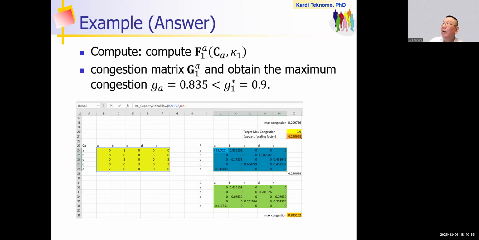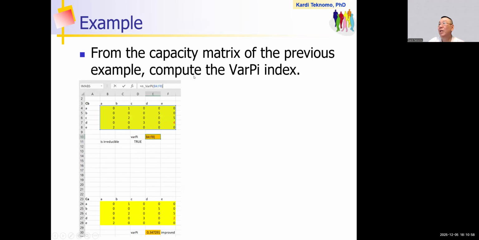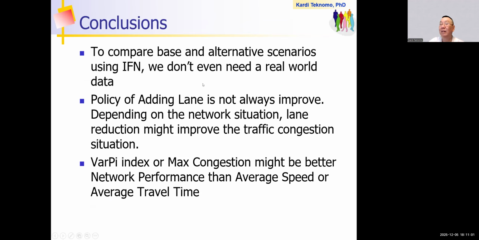So yeah, from there you can also compute the others. You can compute the FARP index and so on. This is very nice. You don't even need data, isn't it? All you need is actually the policy and the initial capacity matrix. I can estimate the congestion level for the alternative scenario, and I can compare whether this is actually better or not.